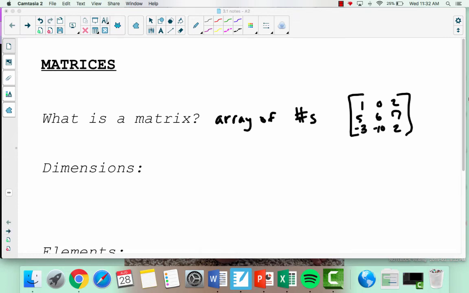Hello everybody, today's unit is going to start off with the basics of matrices. A matrix is an array of numbers, and I've got an example drawn here. So it's got square brackets and then a bunch of numbers on the inside, and basically a matrix is a way of condensing data into one place.